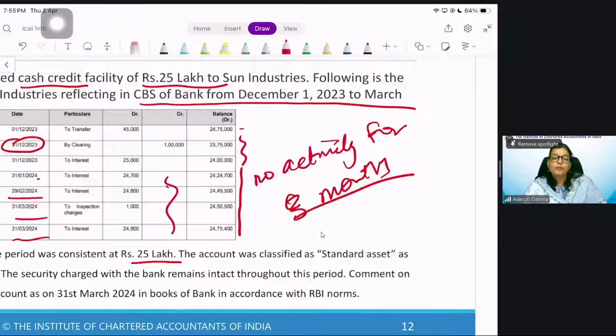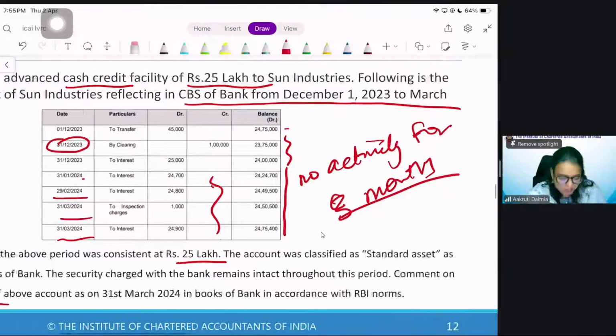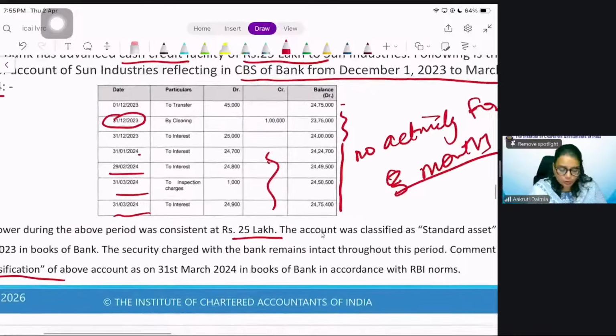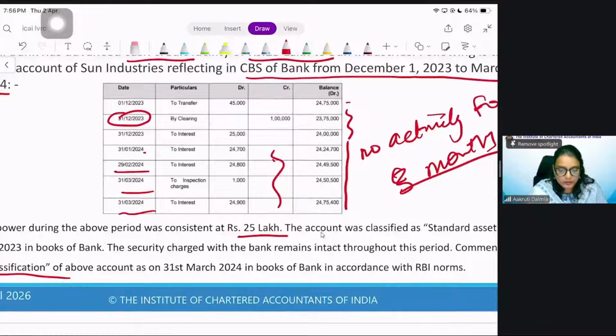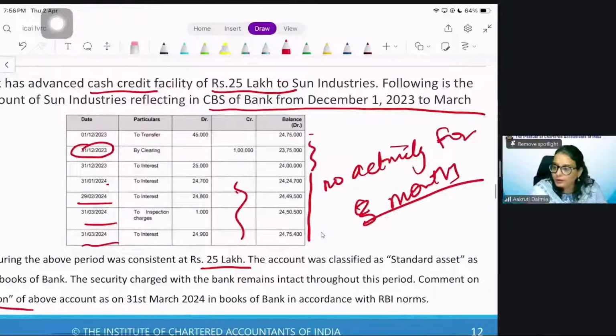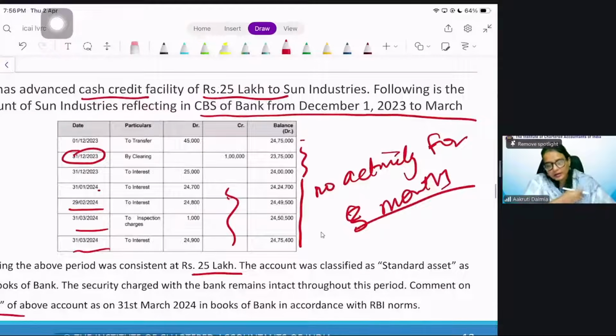Out of order is only applicable for cash credit and OD facility. For any term loan, you use 90 days overdue, EMI overdue for 90 days. Okay, Astha? So in this situation, has it become out of order? Do you think that Sun Industries has become out of order? Yes, because there is no credit for a continuous period of 90 days.